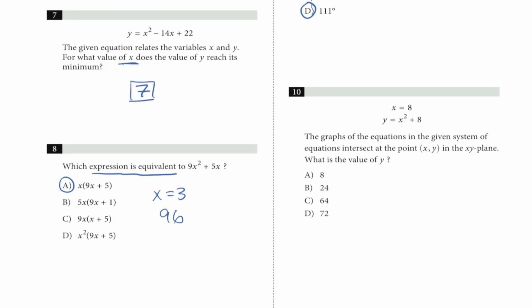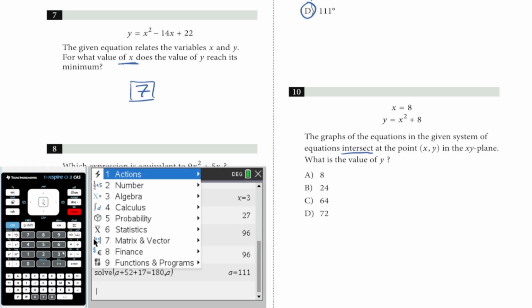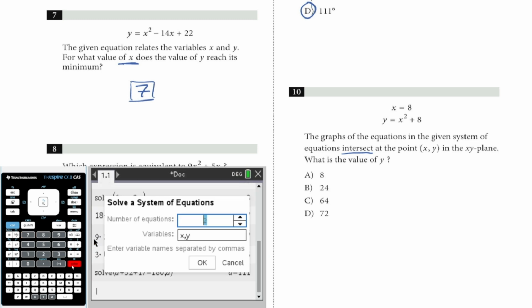Number 10. The graphs of the equations in the given system of equations intersect at the point xy in the xy plane. What is the value of y? Remember, if they ever say intersect or intersection, that means solution. So there's a solution, and they're just asking for the y solution. So to find the solutions to a system of equations, we can again go into our calculator, and we go to menu 3, 7, enter.